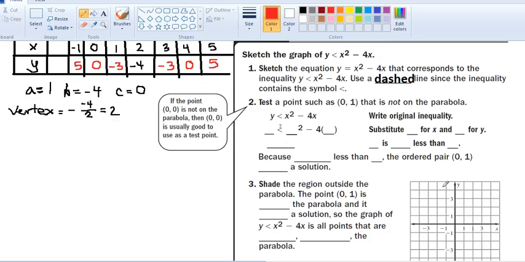So it looks like we've got -1, 5. We've got 0, 0. And we've got 1, -3. We've got a 2, -4. We've got a 3, -3. We've got a 4, 0. And we got a 5, 5. And that should look like a parabola. Go ahead and draw that. Now, by the way, this needs to be dashed. So it's not quite as easy dashing this as it is with a ruler.